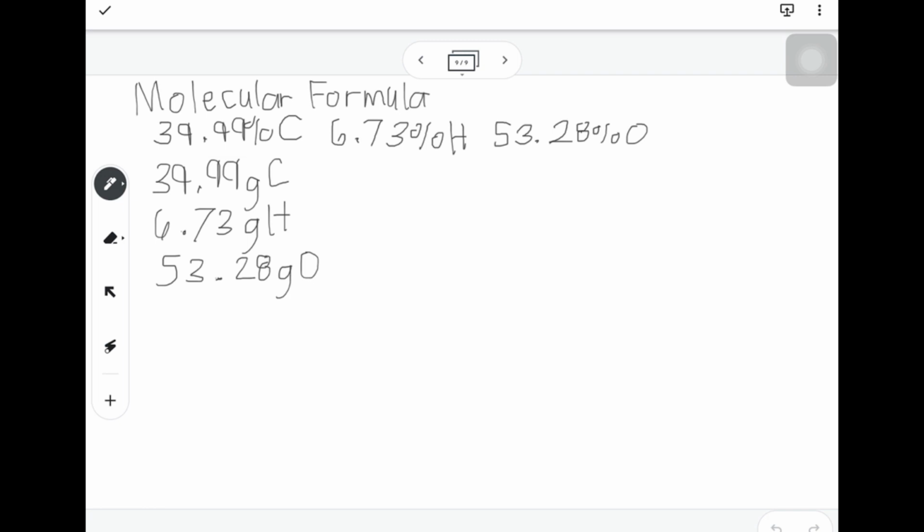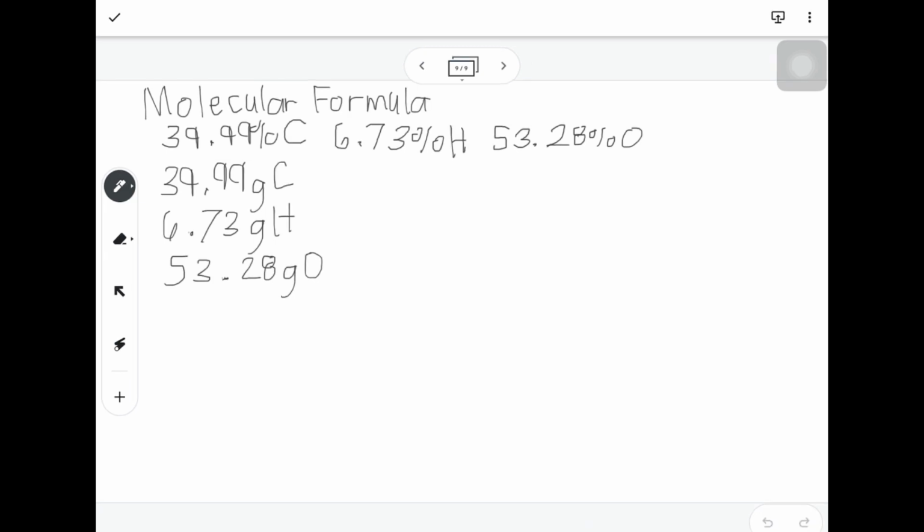Molecular formula. Molecular formula is also known as the true formula, which is the actual number of atoms present in a molecule. So, we will use glucose as an example for our problem. 1 mole of glucose, C6H12O6, contains 39.99% of carbon, 6.73% of hydrogen, and 53.28% of oxygen.